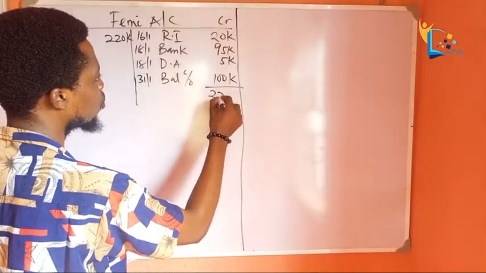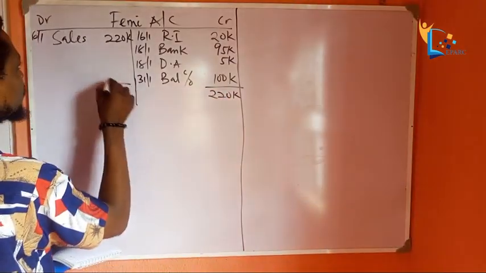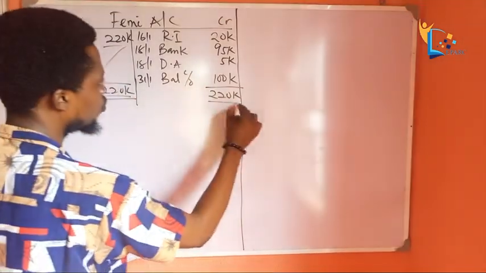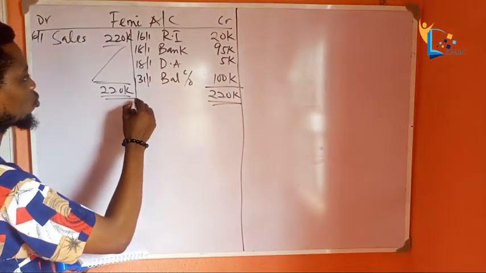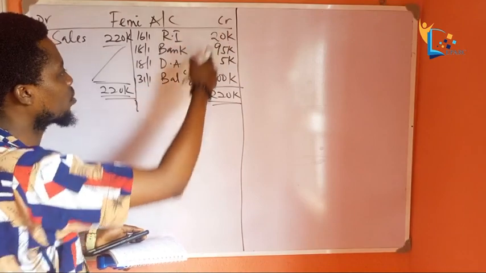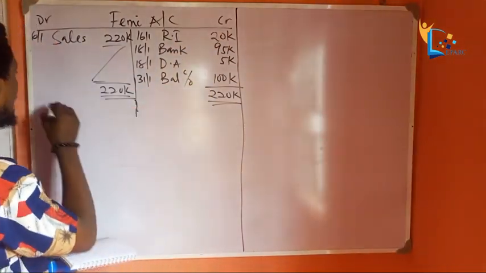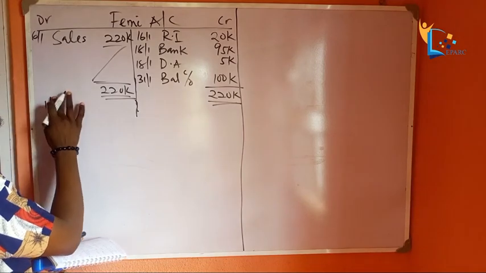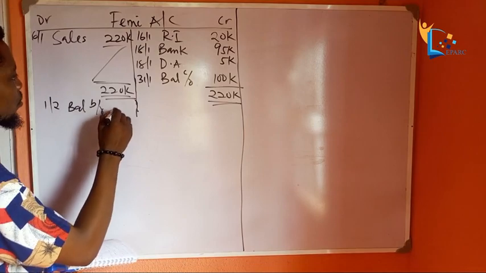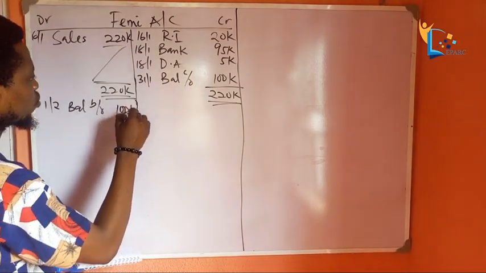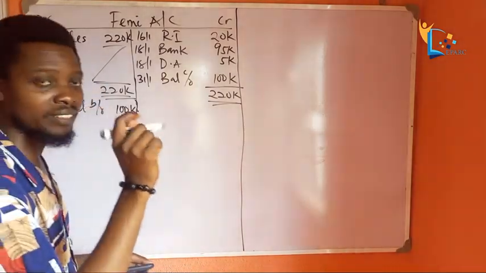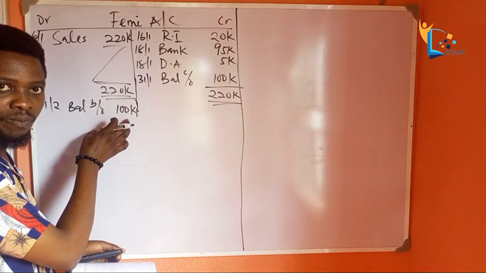So we have 220K. Make sure you rule your double line on that to show that, yes, you have concluded the transaction. Now, balance carried down is on the credit side. Then, 1st of February, we'll have balance brought down, which is 100K. So this is the balance. So on our ledger, on our trial balance, this is the balance we'll work with.